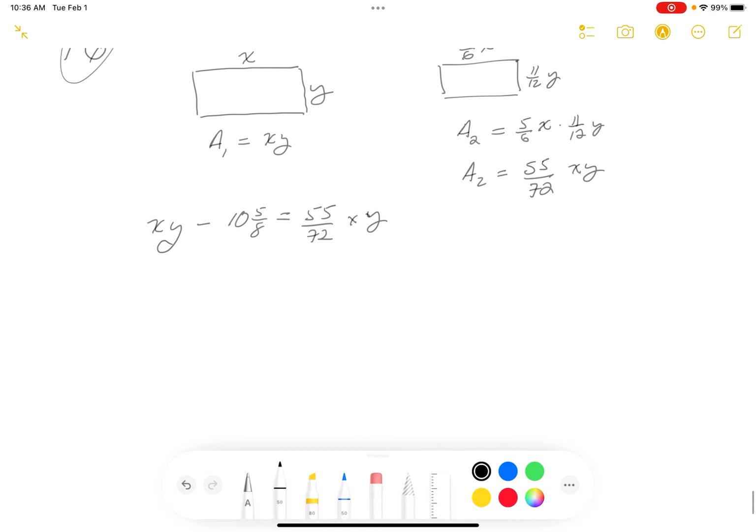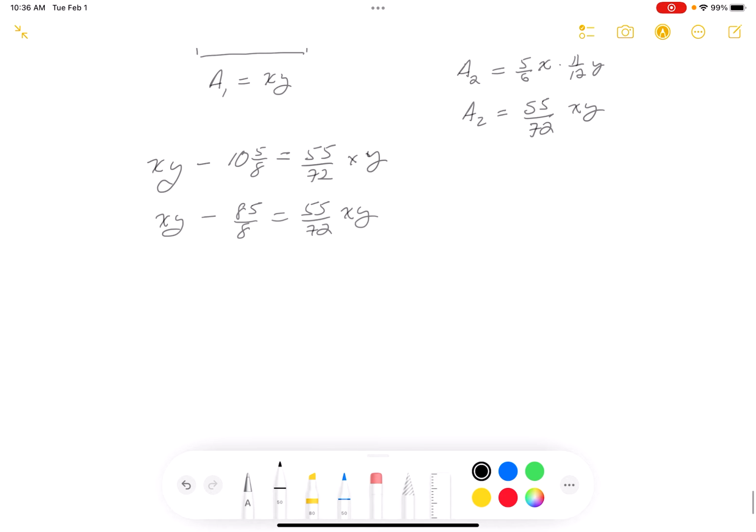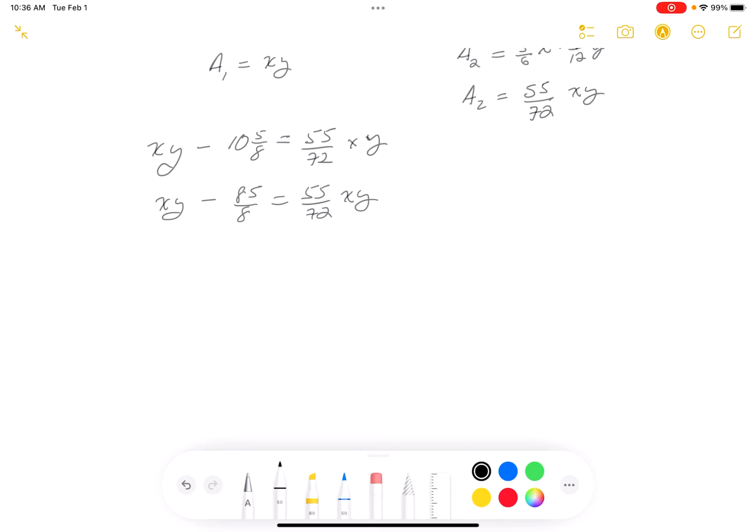All right. Now, mixed numbers really, in the English language, are fine, but in algebra, they're really nasty. All right, so I'm going to write it a little bit differently. XY, we're still in the area. This is going to be what? That'll be 85/8, right? Equals 55 over 72 xy. And you know what I'm going to do? I'm going to try to rearrange it to make it a little bit easier for me. And this is going to be xy minus 55 over 72 xy is equal to 85/8.